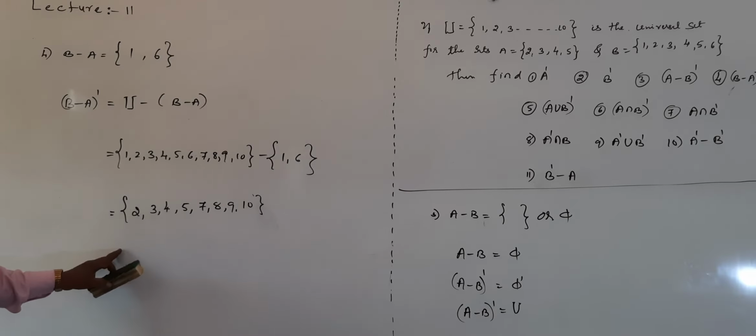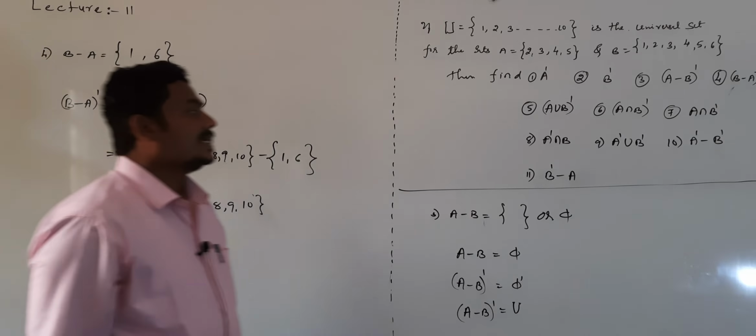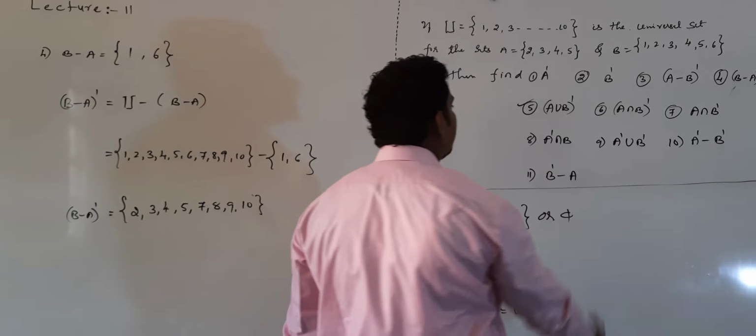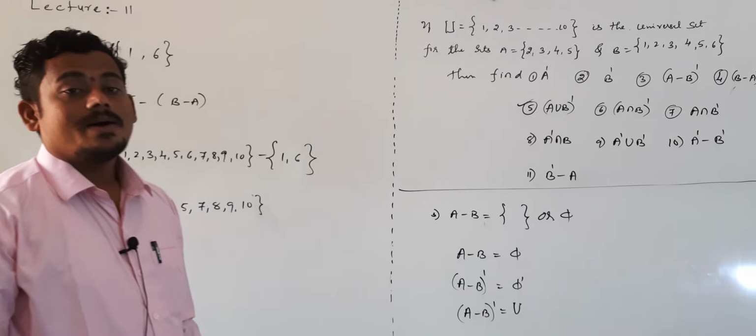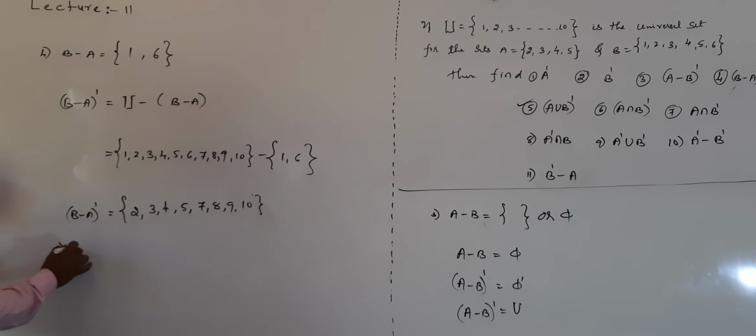This is our B minus A whole complement. After that, fifth one, A union B whole complement. First write A union B equal to. After that take its complement.